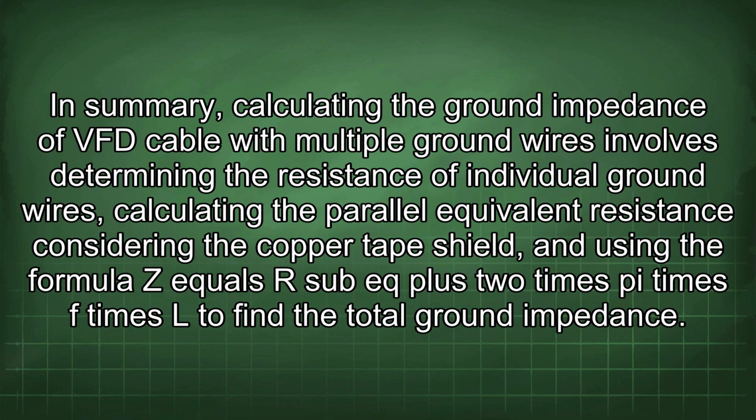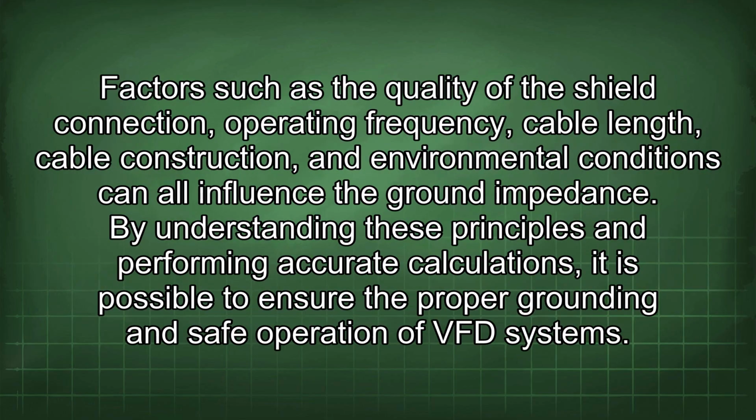In summary, calculating the ground impedance of VFD cable with multiple ground wires involves determining the resistance of individual ground wires, calculating the parallel equivalent resistance considering the copper tape shield, and using the formula Z equals R sub X plus 2 times pi times F times L to find the total ground impedance. Factors such as the quality of the shield connection, operating frequency, cable length, cable construction, and environmental conditions can all influence the ground impedance. By understanding these principles and performing accurate calculations, it is possible to ensure the proper grounding and safe operation of VFD systems.